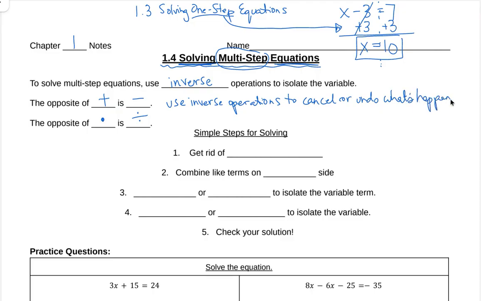These are some of the words that we use in class when we talk about equations. So we're going to use inverse operations to cancel or undo. So we did addition of 3 to undo or cancel the subtraction of 3. So that's what we're using these inverse operations for, okay?